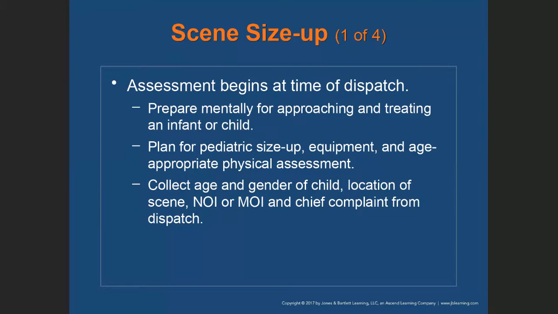So we have protocols that guide us, and we have special assessment tools like resuscitation tape, Broselow tape, that we can use to give us a quick reminder in terms of what is necessary for this child based on their size and age of development. Collect age and gender of the child, location of scene, nature of illness or MOI, and chief complaint from dispatch.